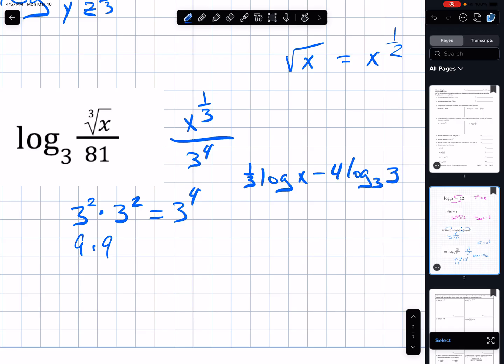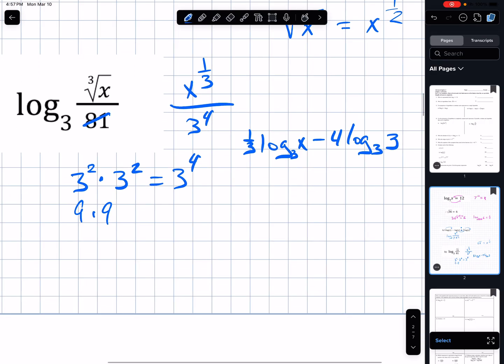Log base 3 of 3, right? The 4 was log base 3 because this 81 becomes 3 to the 4th power. Do you know what this equals, right here?